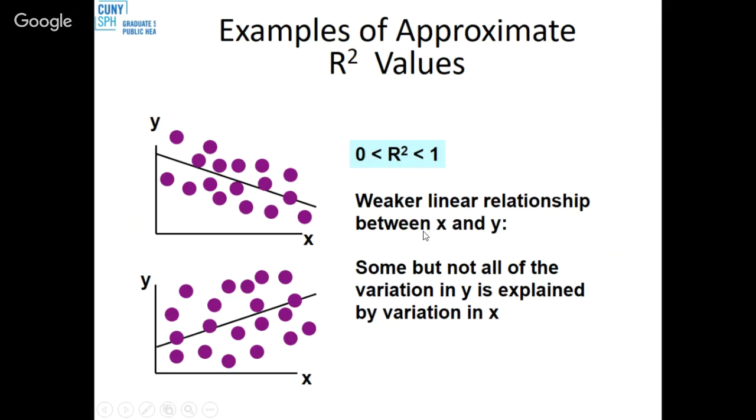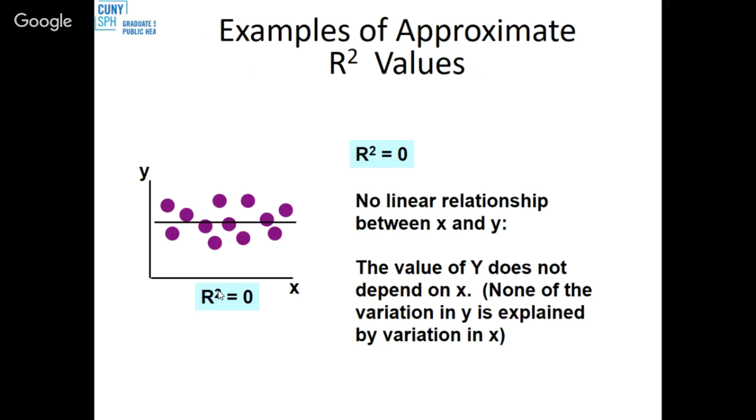Somewhere in between means that some, but not all, of the variation in Y is explained in a linear model by variation in X. And an R squared of 0 means that there's no relationship between X and Y. Again, this is in a population. This would be R squared equals 0 for any given sample. Even when there's no linear relationship, you'll get some small positive R squared.